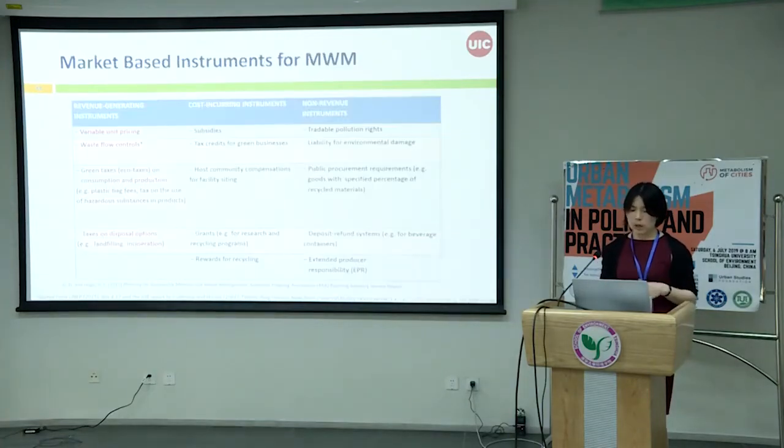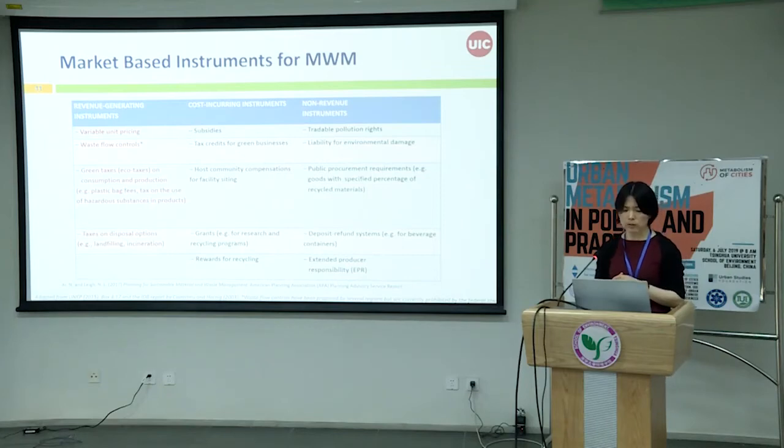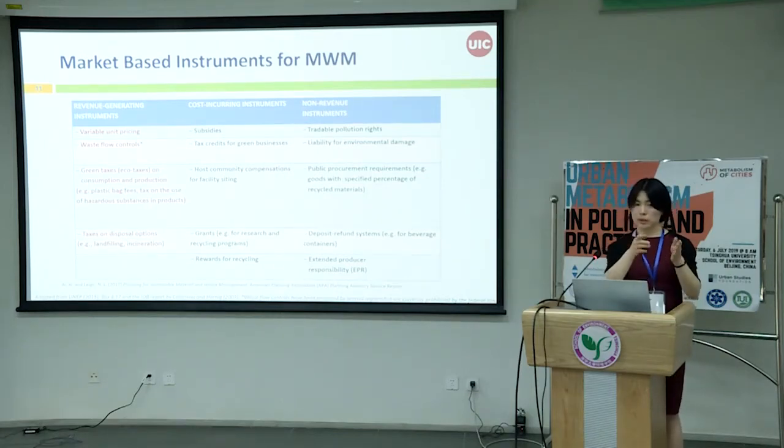So to expand a little bit, I'm showing here a summary table of market-based instruments. The first column shows the instruments that would generate revenue or are expected to generate revenue. The second one means instruments that incur cost to municipalities. The third one is non-revenue instruments, more like public service or revenue in the future. So more details are in the report.